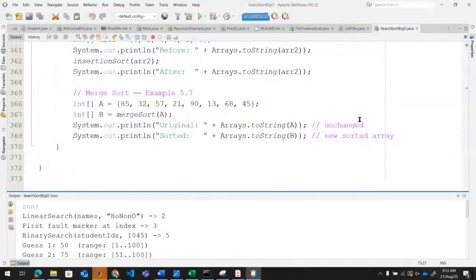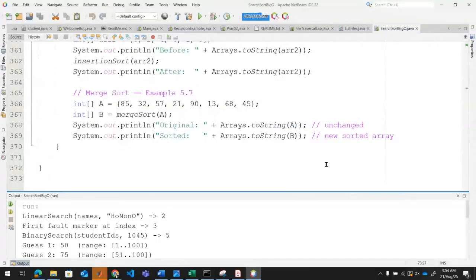In our merge sort example, we have int A, which is 85, 32, 57, 21, 90, 13, 68, and 45. We have our B there, which now stands to be like our T in the algorithm that we created earlier on. So all we are doing now is to try and print out what the original value is. Now print out what the merge sort value is. The original value again is A, but here becomes the merge sort value. So if we run our program, it should be able to perform the given operations and give us the answer.